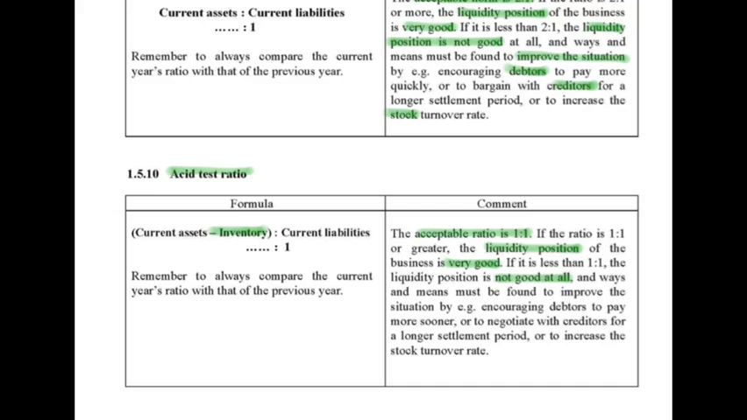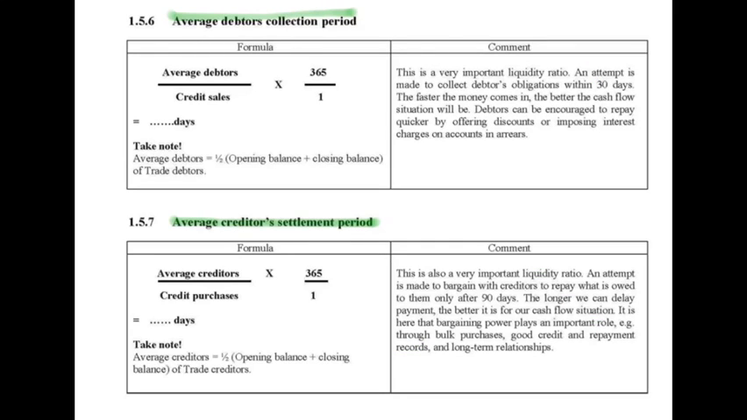Again, we zoom in to find where exactly is the problem. Is the problem with my debtors? Is the problem with my creditors? Or is the problem with my stock? So either debtors, creditors, or stock will then tell you which of the further calculations you are going to do. So which one of the other four calculations will you do to pinpoint where the problem is actually lying in terms of liquidity?